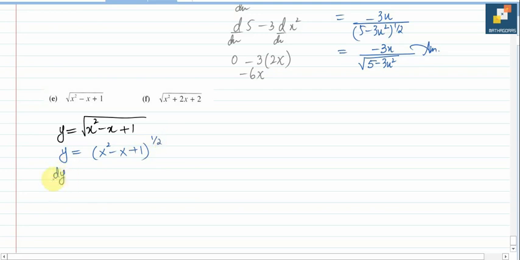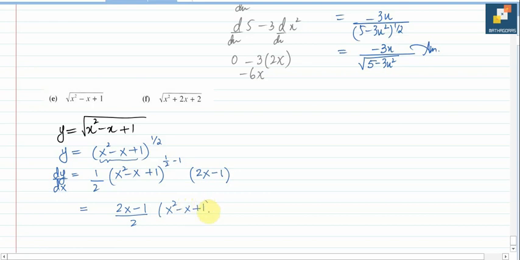So dy by dx. First you need to write down the power. 1 upon 2, x square, sorry, not plus, it's minus x plus 1. Then we need to subtract 1 from the power, and then the function which has power, you need to find out the derivative of this function. So the derivative of x square is 2x. The derivative of minus x is minus 1. Alright, now we need to simplify it further. So it's 2x minus 1 divided by 2, and if you solve the power, it's x square minus x plus 1 with the power of minus 1 upon 2.